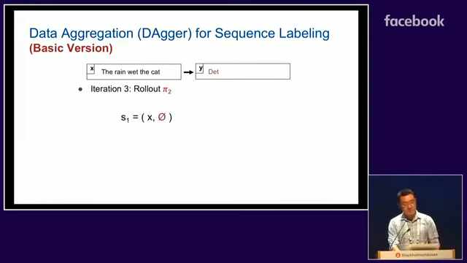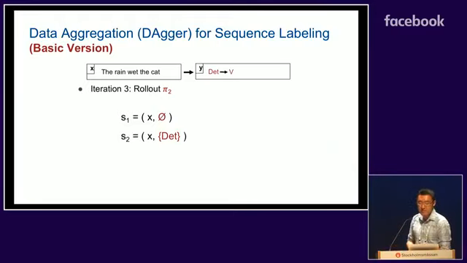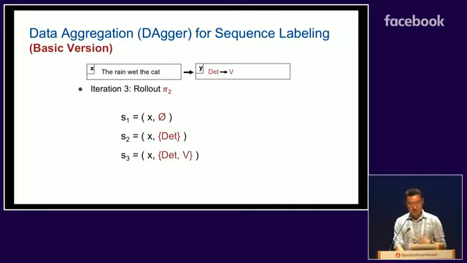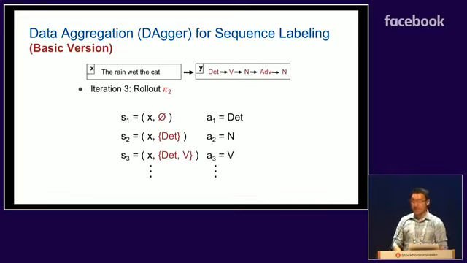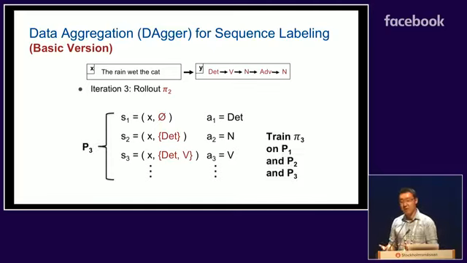Now we roll out pi2. Pi2 now predicts the determiner correctly in the first state. And then for whatever reason, it makes a mistake in the second state, and it predicts verb instead of noun. Now we collect a training set that can learn to recover from making a mistake in state S3. And we train pi3 on the union of P1, P2, and P3, and this process continues until we've converged. So that's basically how you would apply interactive direct policy learning to structure prediction problems.